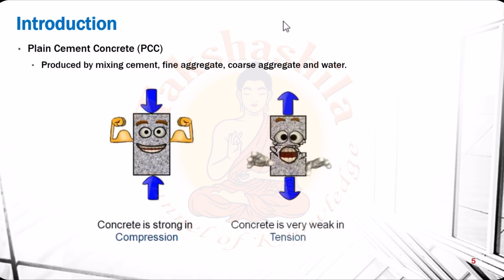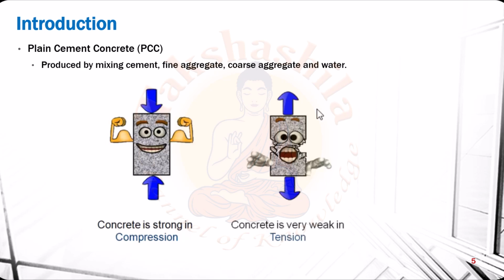You might have already heard about the term plain cement concrete or PCC. So what is that? PCC is nothing other than a mixture of cement, fine aggregate, coarse aggregate and water. When we consider this material, we can see that it is very strong when subjected to compression. But on the other hand, if we apply a tensile force or provide a tensile stress on this material, it is very weak.